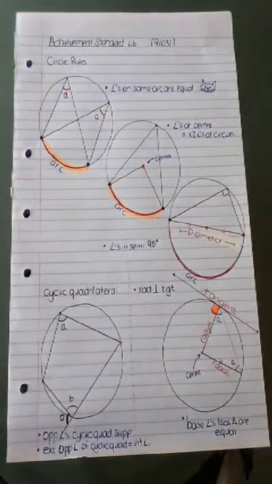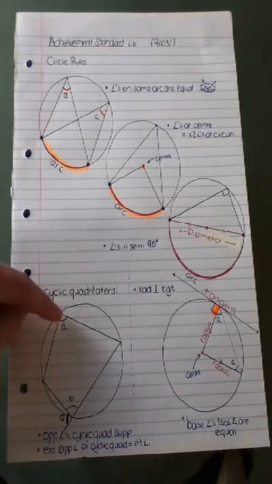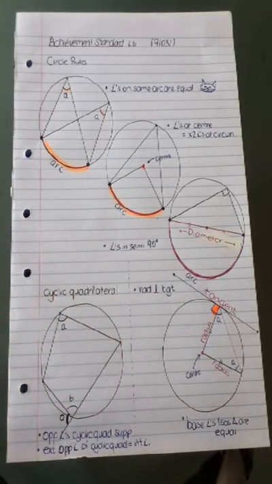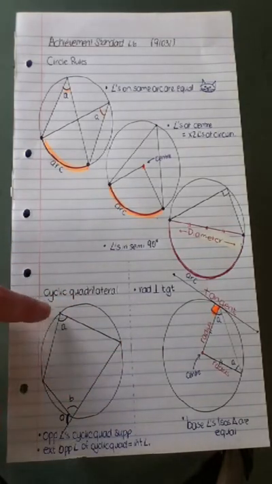The last one is where we come across quadrilaterals in circles. This is what we call a cyclic quadrilateral. All points of the quadrilateral are on the circumference of the circle. And this has 2 very important rules.